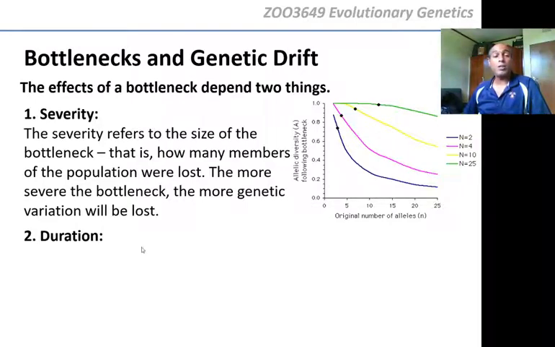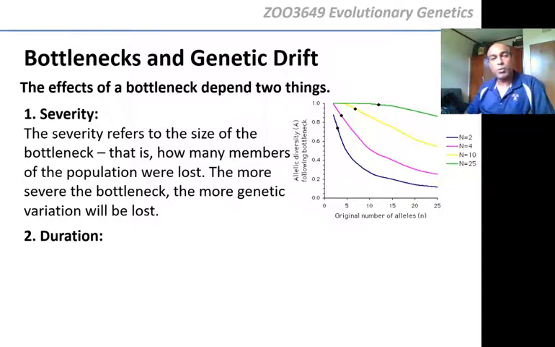Because duration means how long does a bottleneck last for? So how many generations is the population small, right? I know what you're thinking, I know the clever ones among you are already thinking this. So if the population goes from a big population to a small population, and then the very next generation becomes big again, okay? So the duration is very short. The severity is harsh, but the duration is very short. So it's only for one generation, and then it's back to a big size again, okay?